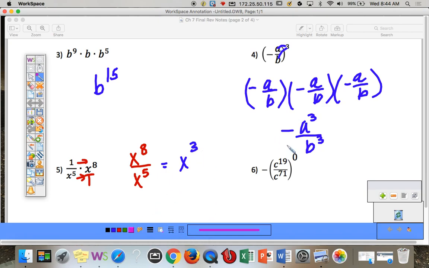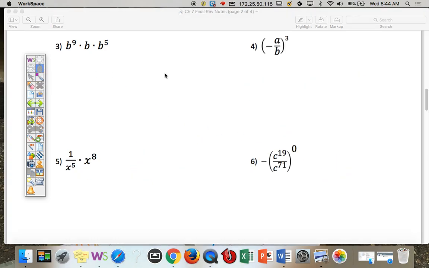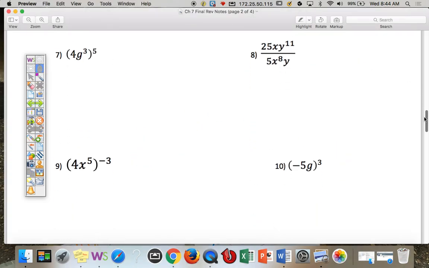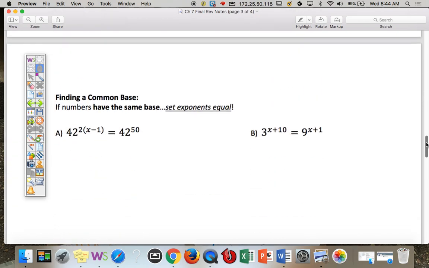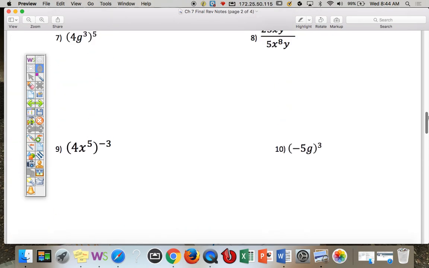The next one, first step, distribute the 0. And so we have c to the 0 over c to the 0, which is 1. And then you have a negative right here, so we're going to put our negative with the 1. So again, distribute the 0. Anything to the 0 power is 1. And then you have the negative, so we're going to make this a negative 1. Okay, we have, looks like 4 more examples, and then we'll look at finding a common base here.